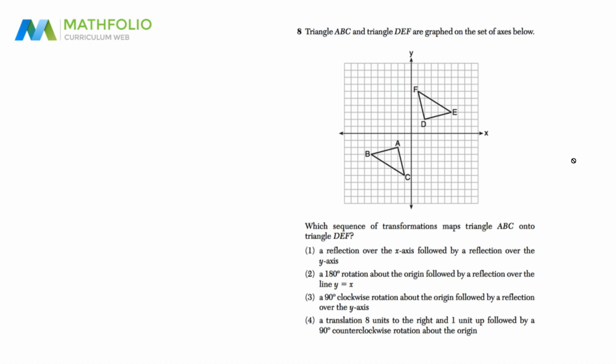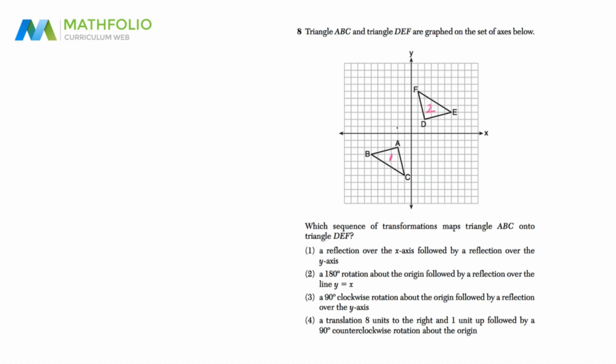Triangle ABC and triangle DEF are graphed on the set of axes below. Which sequence of transformations maps triangle ABC onto DEF? So we're going from triangle ABC, which I've just labeled number 1, to triangle DEF, which I've labeled 2. How do we go from here to here? Let's take a look. A reflection over the x-axis followed by a reflection over the y-axis.